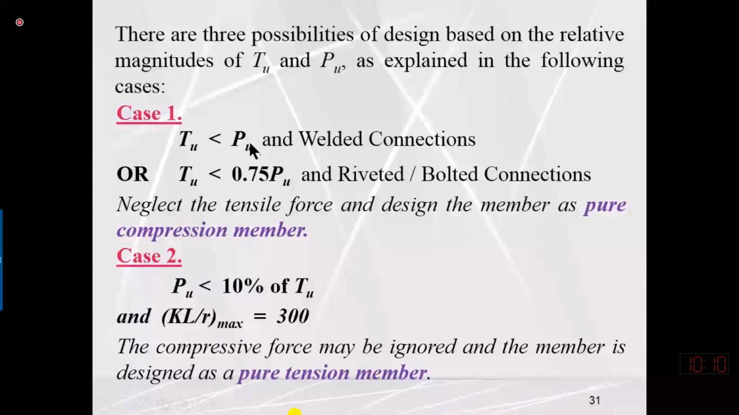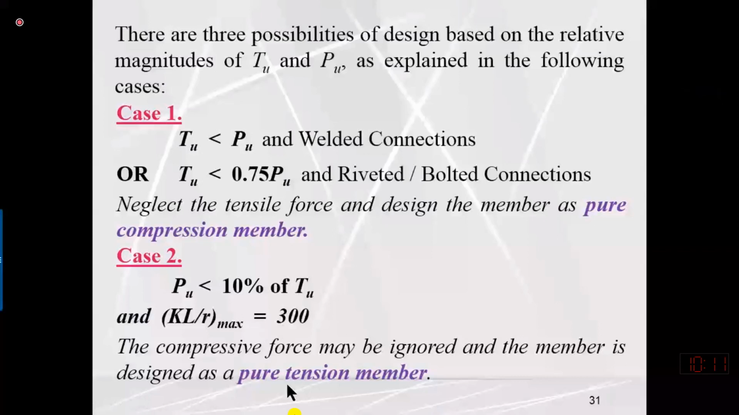The second case is that if the factored compressive load is less than 10% of the factored tensile load, then it means that the tensile forces are dominant. In that case, we need to design this member as a pure tension member, and we have to use the maximum slenderness ratio criteria as 300, which is for a tension member. Pure tension member means that we will design by considering the yielding criteria and rupture criteria. We will determine the area from this equation.